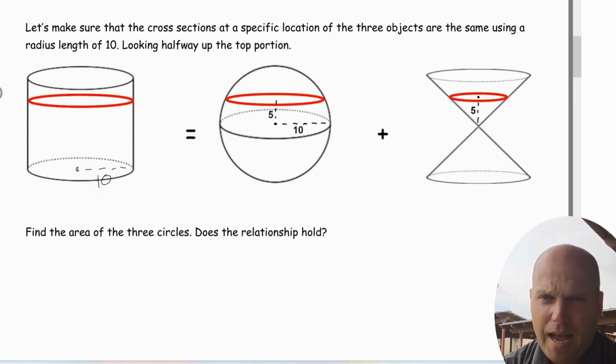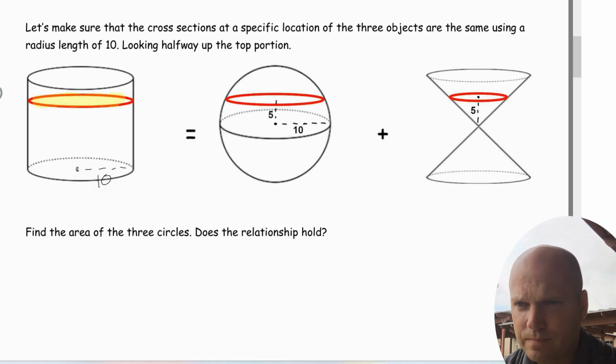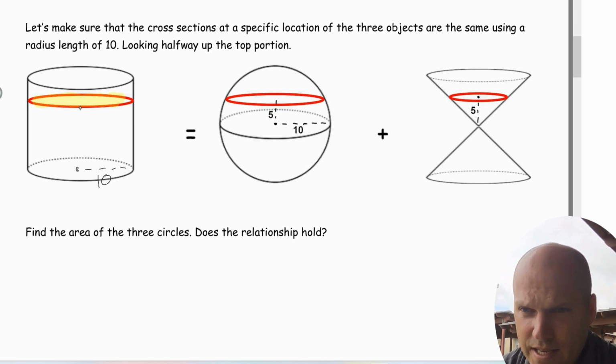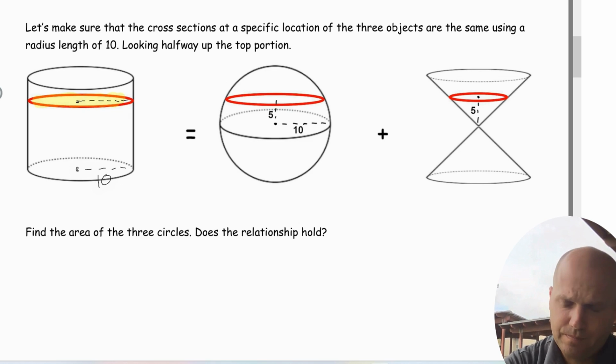Cool. Now, step one, let's find the area of this circle in the cylinder. What is this length right here? And then what would be the area of the circle? Ready, set, go. Check with your neighbors.